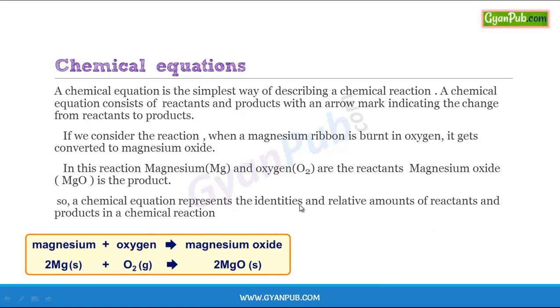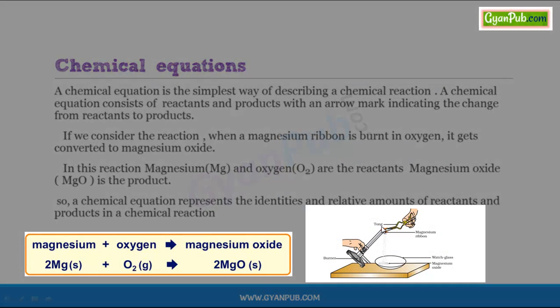A chemical equation represents the identities and relative amounts of reactants and products in a chemical reaction. How much of the reactants are used and how much product is obtained is described in a chemical equation, and what substances are used, everything is explained in a chemical equation. So we describe a chemical reaction in a chemical equation.